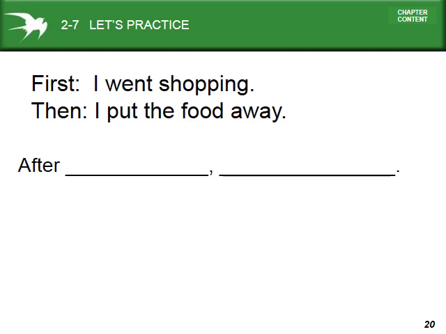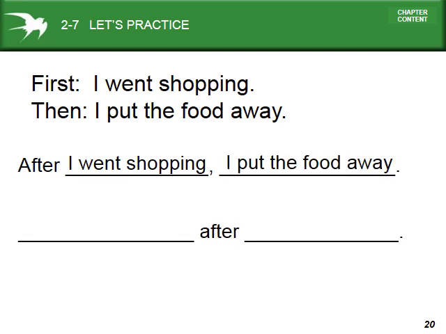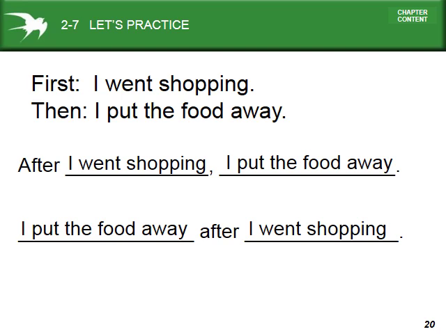Okay, so here we have an example where we have the first and the then. So after is different than when. After, well, in a sense, after is the same as when. But we're going to put after before the first event. So it's going to be after I went shopping, I put away the food. Or we could say, I put away the food after I went shopping. You'll notice the difference between the two of these is that when we have the time clause first, we use a comma. And when we have the time clause second, we don't use a comma.